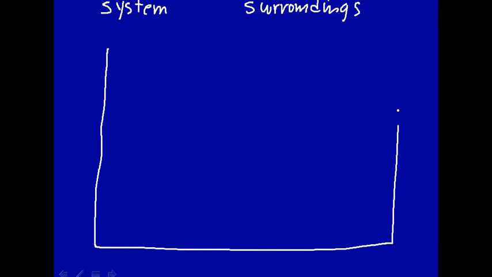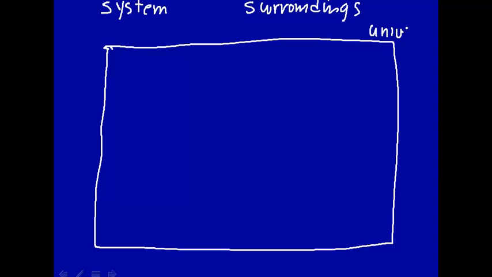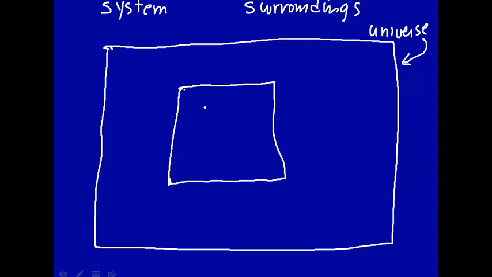This real big box here will represent the universe. Within the universe, we carve out part of the universe and define this thing as the system. And the part of the universe that is not part of the system we'll call the surroundings.